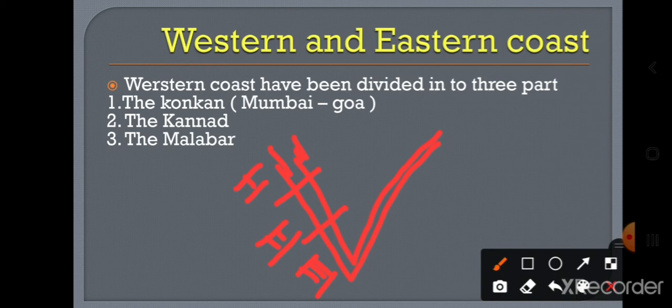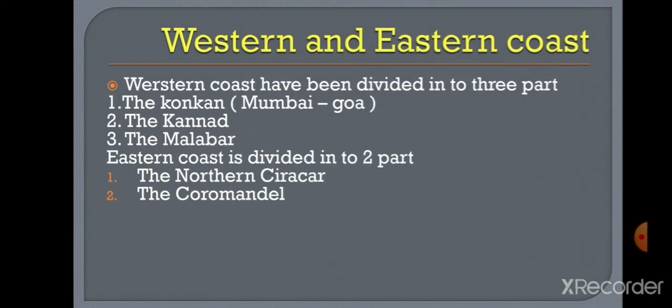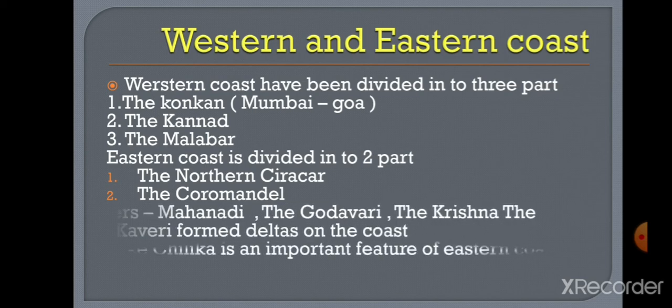And when we talk about the eastern coast, we have divided it into two parts. The first one is Northern Circars and the second one is Coromandel. Okay, we have divided our eastern coast into two parts and the western coast into three parts. Now, I have told you that the eastern coast has been divided into two parts, Northern Circars and Coromandel.